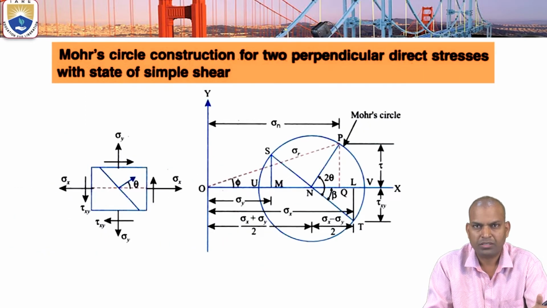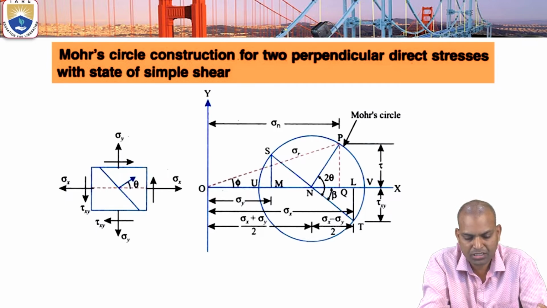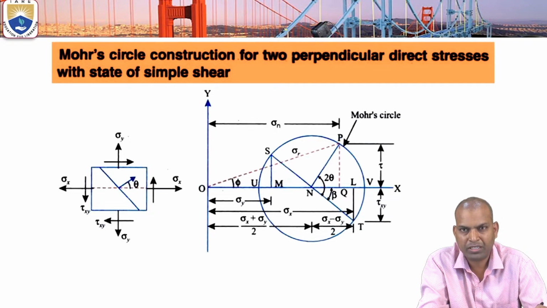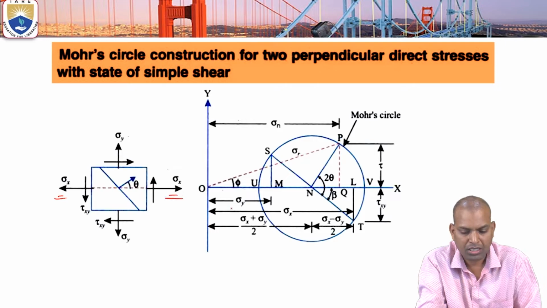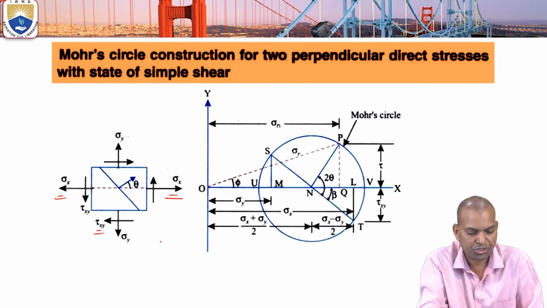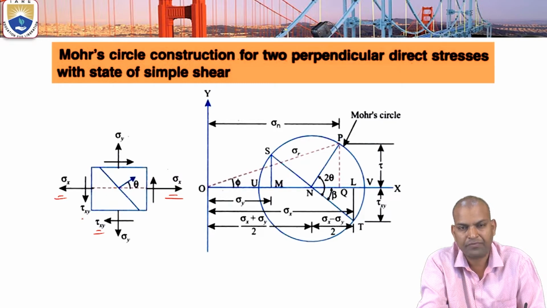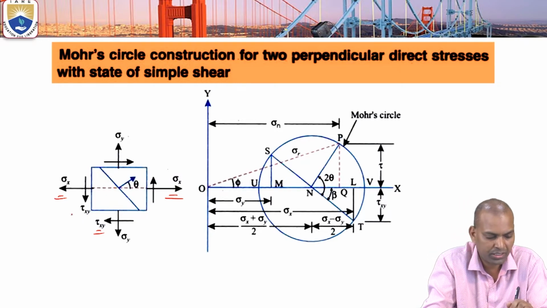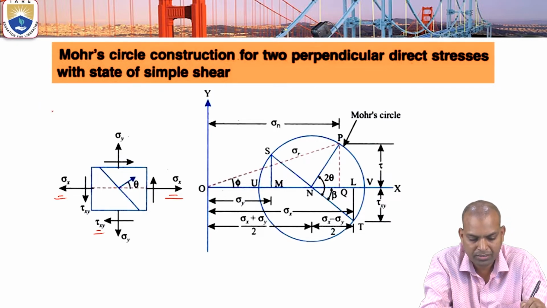These are the analytical methods we calculated. Now what is another method to calculate the normal stress sigma n and shear stress for the case of two perpendicular direct stresses along with simple shear stress, the tau xy complementary shear stress? This method is the graphical method. So far we have studied the analytical method. Now here it is the graphical method.